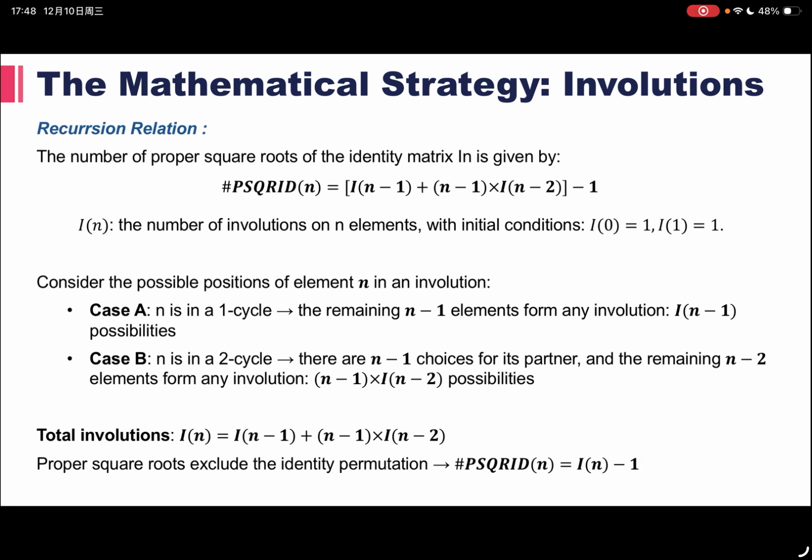We can also understand this logic using a recursive relation. For any element n, there are only 2 cases in an involution. In case A, n stays in place. We then look at the remaining n-1 elements. And in case B, n swaps with another element. There are n-1 choices for a partner, and we look at the remaining n-2 elements. This logic leads to the total count formula. Finally, we subtract 1 to exclude the identity matrix.